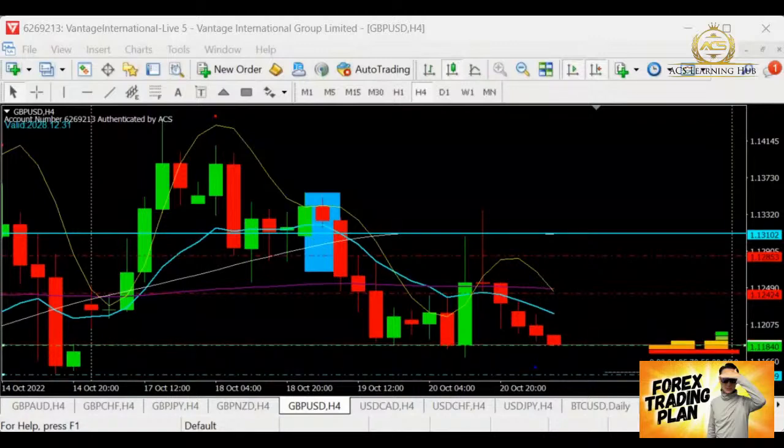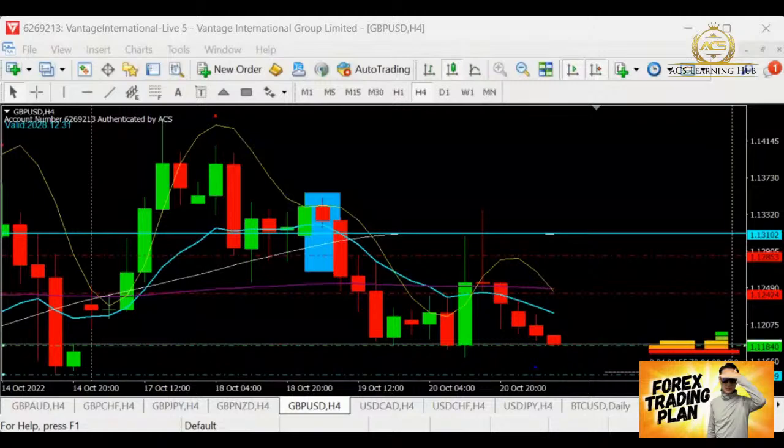AUDCAD, Aussie franc, Aussie yen, Aussie dollar, euro dollar, pound yen, pound dollar. So these are what I'm going to focus on today. It may have some changes.